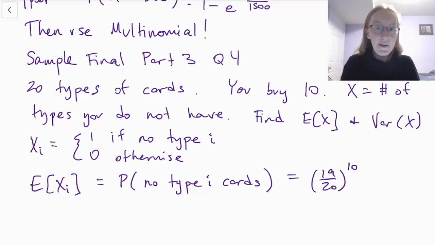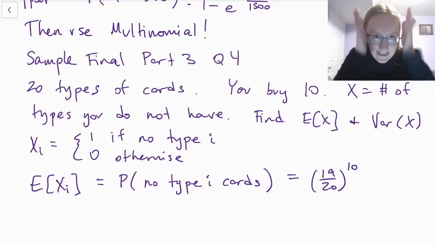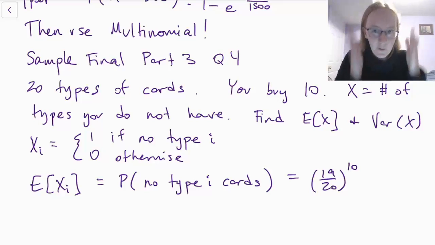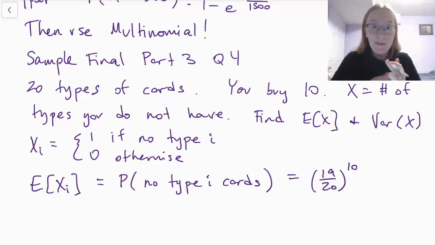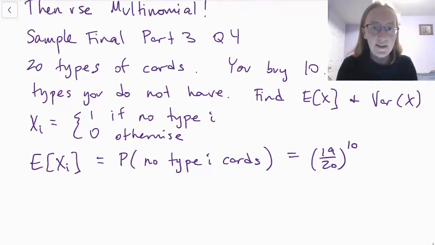It says nothing about other types, right? Like when we're looking at indicator variables, we're just laser focused on this one event. What is the probability that we don't get any type I's? For that to happen, all of the 10 cards we select have to be from the 19 other types. We don't care how many of each, but we end up with this here. So that gives us our expected value.